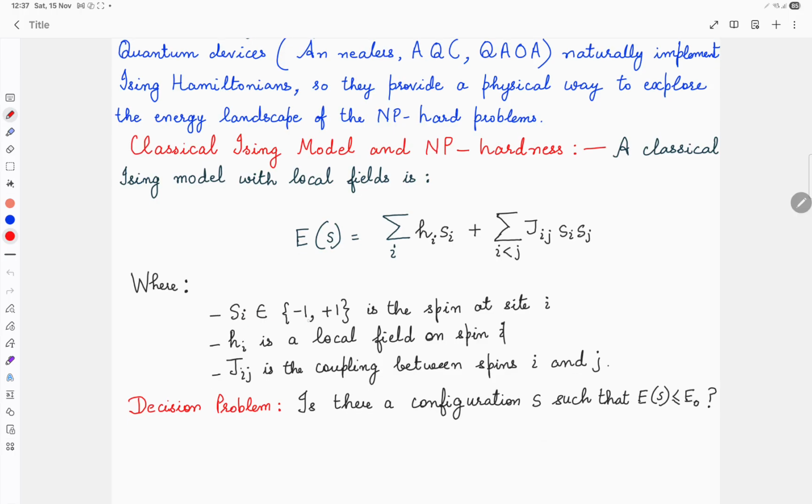in which I say Si belongs to -1 or +1 as the spin at site. -1 or +1 means if you are taking north pole upwards as -1, then south pole upwards will be +1, or vice versa. So that represents the spin configuration, right? Hi is a local field on spin. Hi is the external field that we apply, the local field applied on the spin, and Jij is the coupling between spins i and j. Now we have to try to solve the combinatorial problems using this equation.